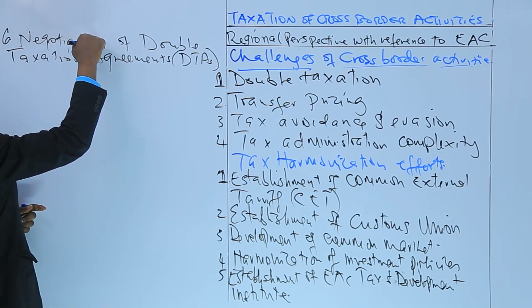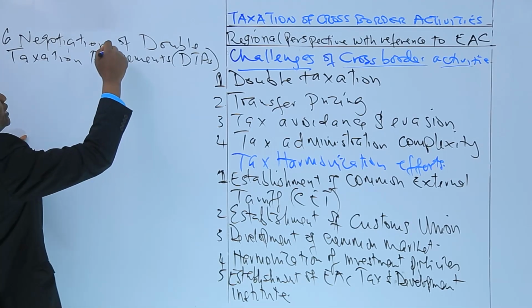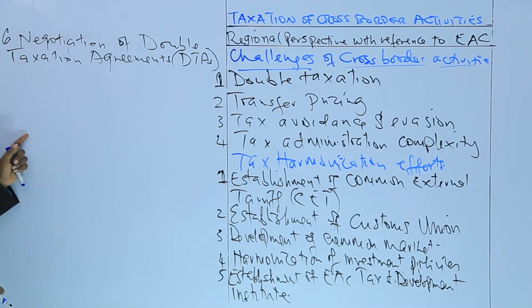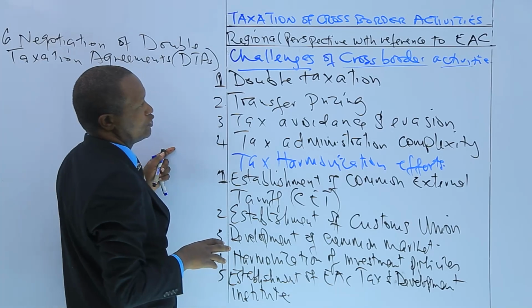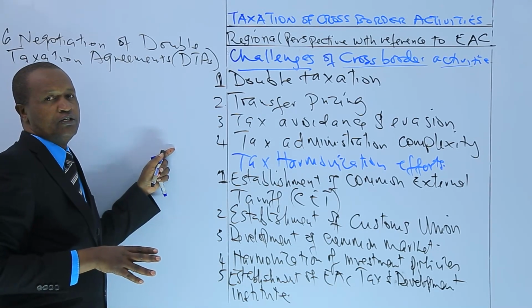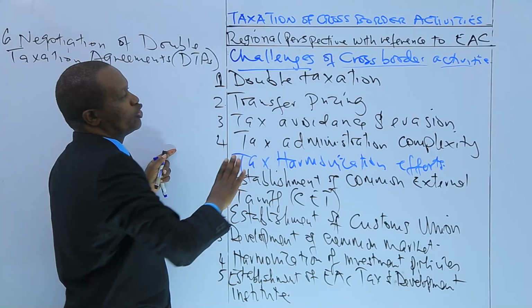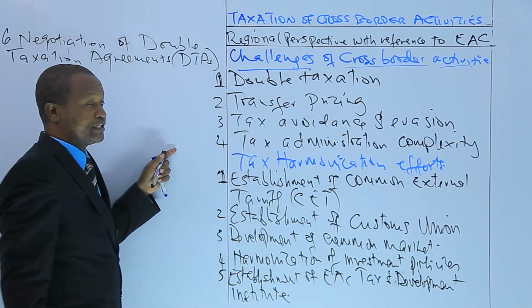Negotiation of double taxation agreements. The East Africa Community has negotiated DTAs with several countries to reduce double taxation and facilitate cross-border investments. So these are some of the measures that the East African Community has instituted in order to ensure that there is economic development within the East African region.